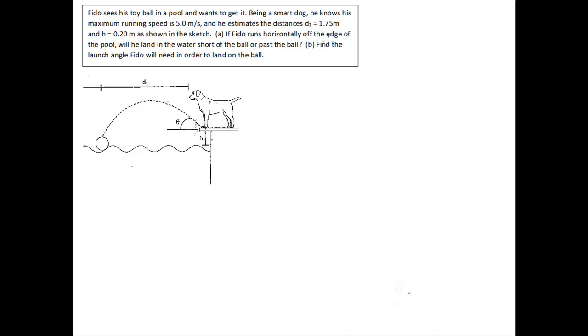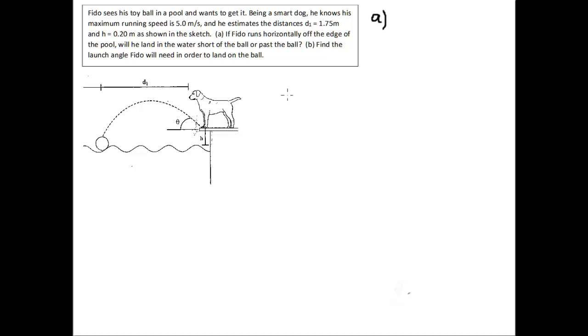If Fido runs horizontally off the edge of the pool, will he land in the water short of the ball or past the ball? I suppose it's possible he could land on the ball, but we'll see that that's not the case. And then, based on our answer to part A, let's find the launch angle Fido would need in order to land on the ball. So, there's two parts to this problem, A and B, and we will break those up in two pieces here.